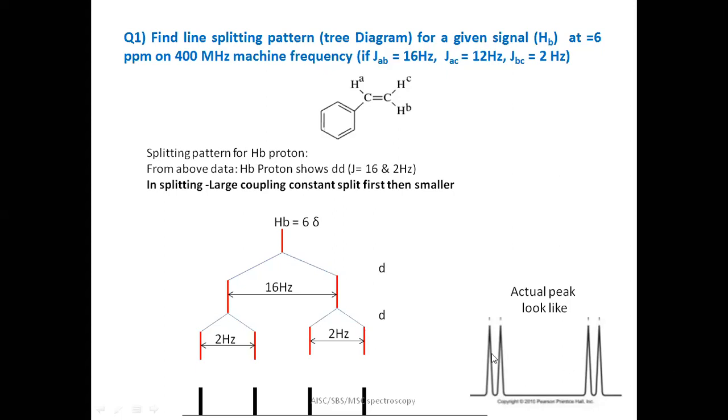This is a doublet and this is a doublet. But they make up one proton signal, that is the HB signal, a doublet of doublet. And this has happened due to different coupling constants. If the coupling constant is different, you are getting such four lines. Is that clear? Any doubt, or want to repeat it?